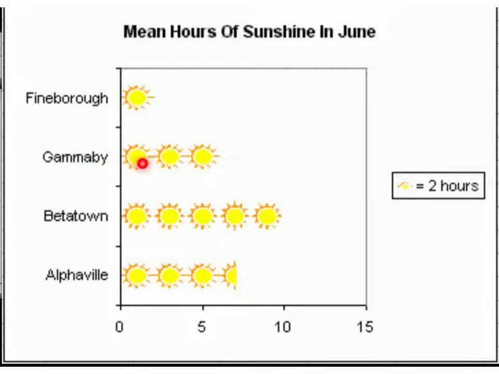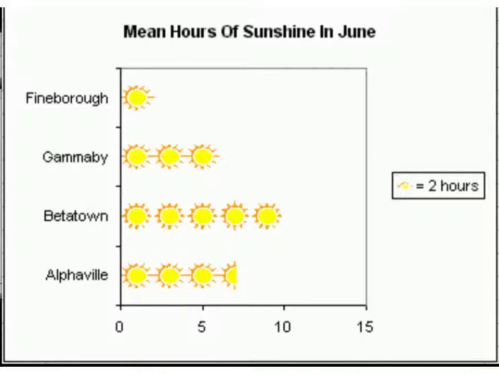Now at Gamby we've got 3 sunshines, so if each one's worth 2, 3 2s are 6, so we've got 6 hours of sunshine. At Beatertown we've got 1, 2, 3, 4, 5 sun symbols, that gives me 10 hours. And finally at Alphaville we've got 1, 2, 3 and a half, so that's 2 hours, 2 hours, 2 hours and 1 hour. Half of 2 hours is 1 hour, so that comes to 7 hours.